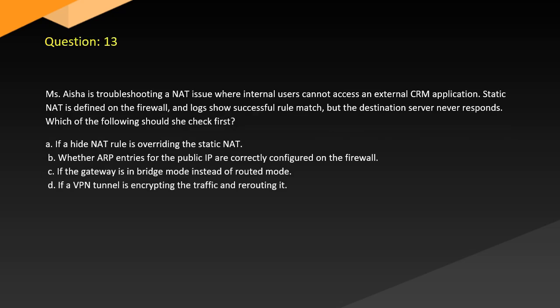Question 13. Asia is troubleshooting a NAT issue where internal users cannot access an external ERP application. Static NAT is defined on the firewall and logs show successful rule match, but the destination server never responds. Which of the following should she check first? A. If a Hide NAT rule is overriding the static NAT. B. Whether ARP entries for the public IP are correctly configured on the firewall. C. If the gateway is in bridge mode instead of routed mode. D. If IPsec is encrypting the traffic and routing it.